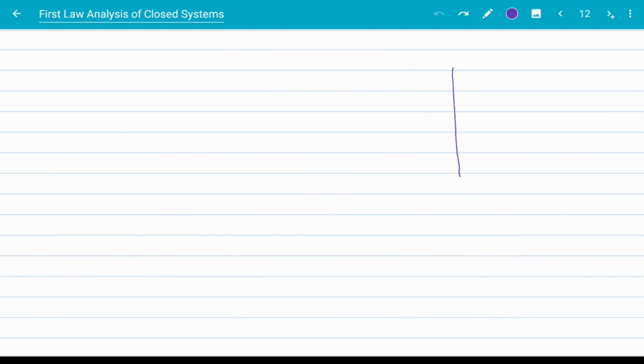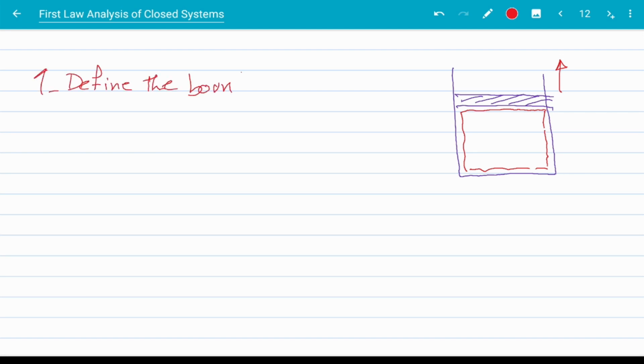Now, when dealing with a system, it is very important to take a few things into account. First, you need to define your system using boundaries. For example, in this piston and cylinder, the red line is the boundary. Now, if the piston moves, the boundary also moves with it, and hence the work of the moving boundary. Now, defining the boundaries is step 1.